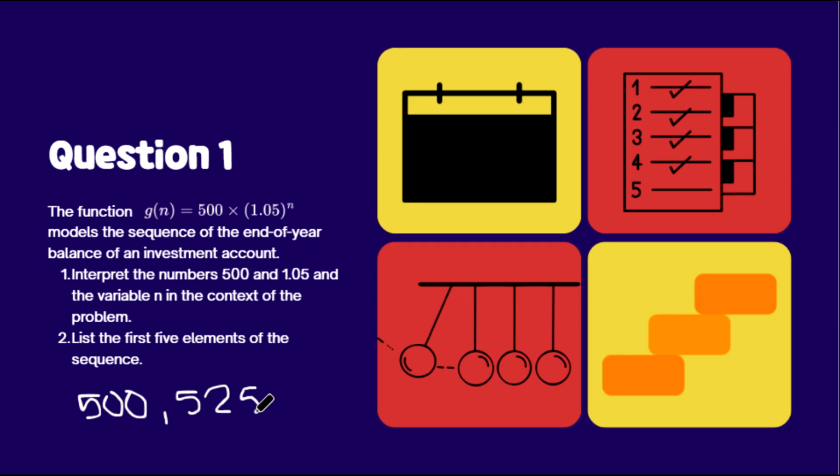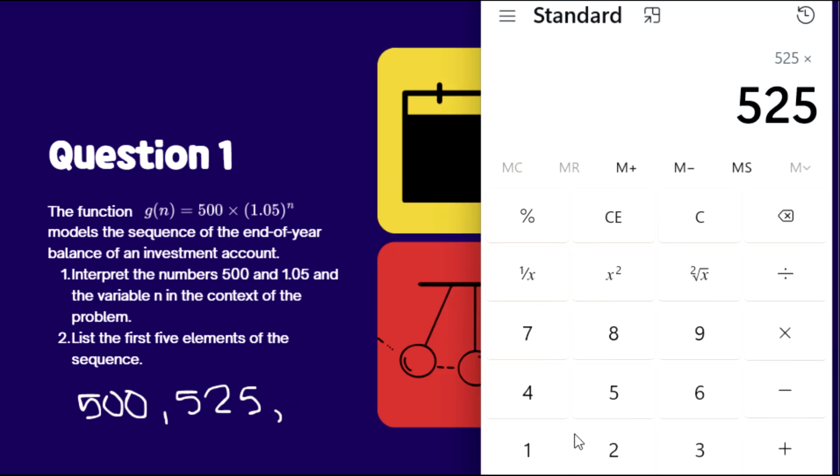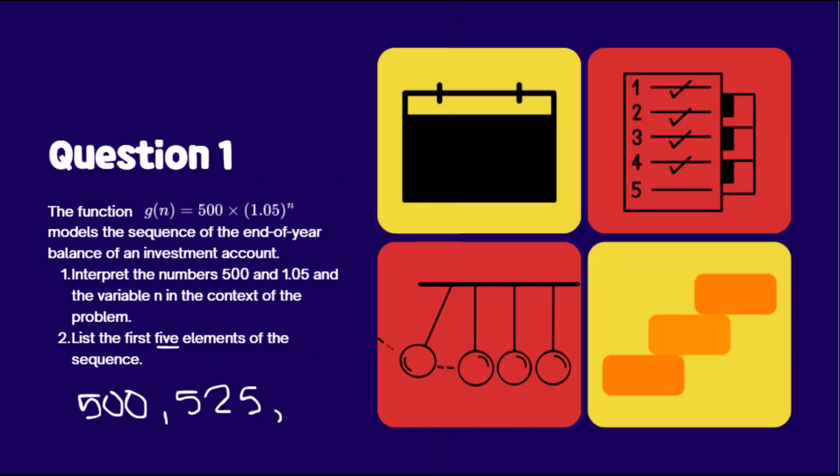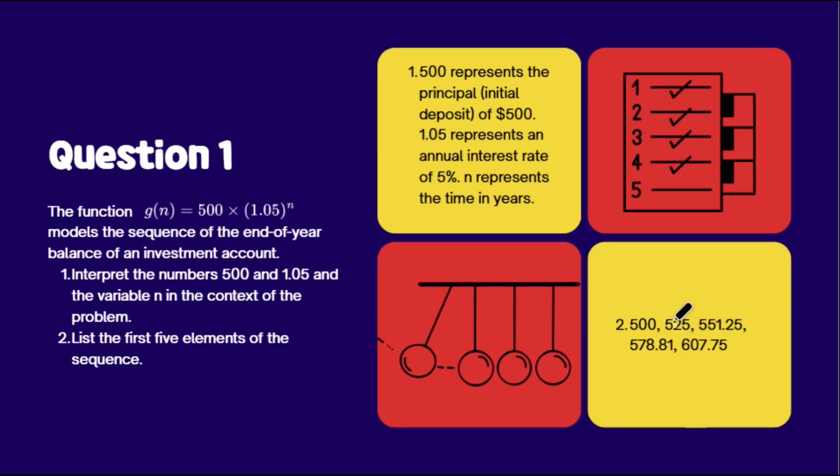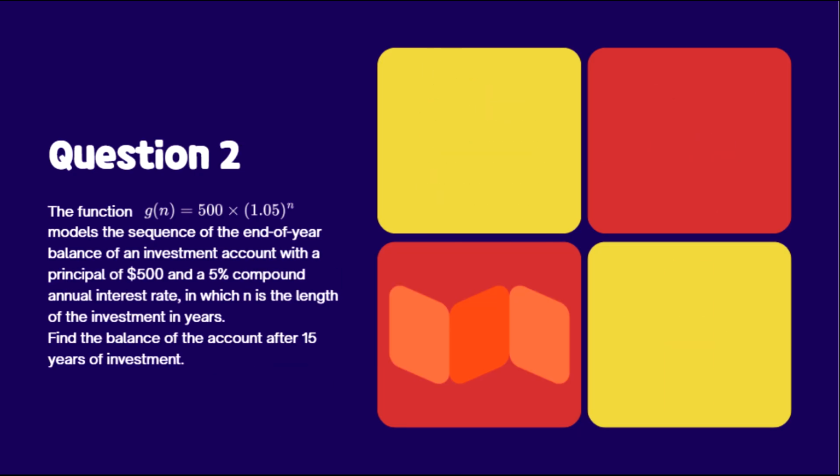Okay, so then to do the next one, you're going to take 525 and multiply it by 1.05, which will give us an extra 5%, and that would be 551.25. You do that to get 5 terms. So 500, 525, 551.25, and so on. 500 represents the principal, your initial deposit. 1.05 represents the annual interest rate of 5%, and n represents the time in years. I am a smarty pants. It helps if I give myself stars.